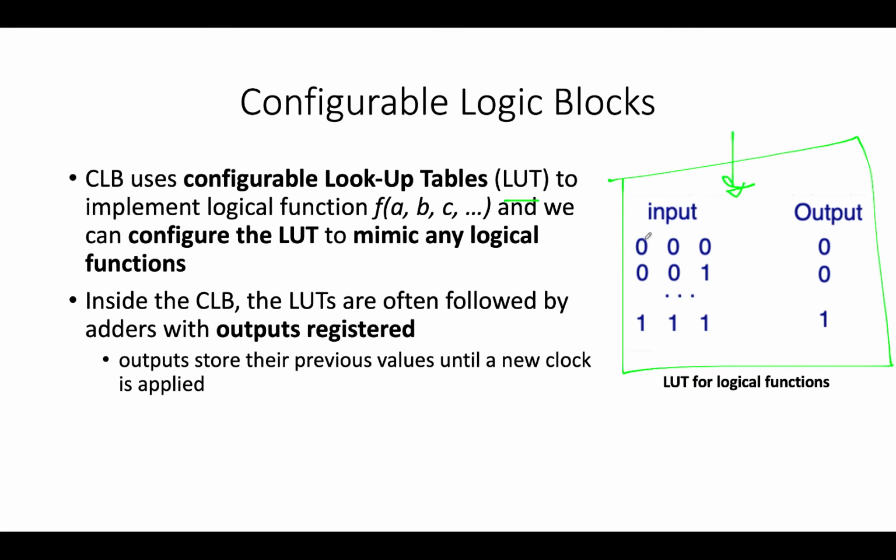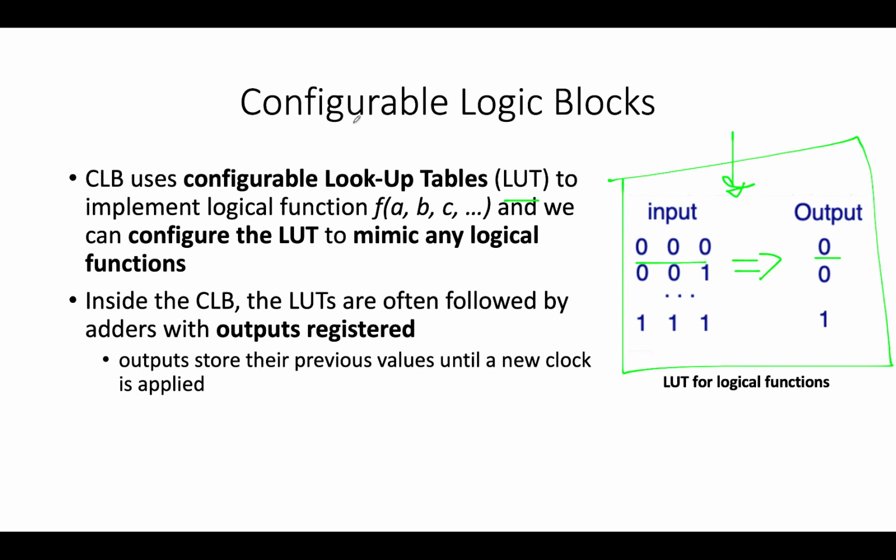So we can define what is the input in our lookup table and what is the output, still using the lookup table. So we can configure the lookup table to mimic any logical function given an input that gives an output. Inside the CLB, the lookup tables are often followed by registers with outputs that are registered. Output register means that these are outputs that store the previous values until a new clock is applied.